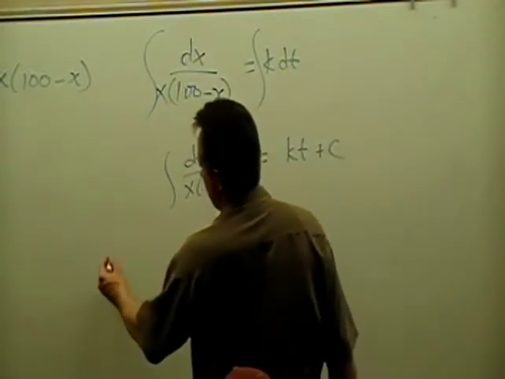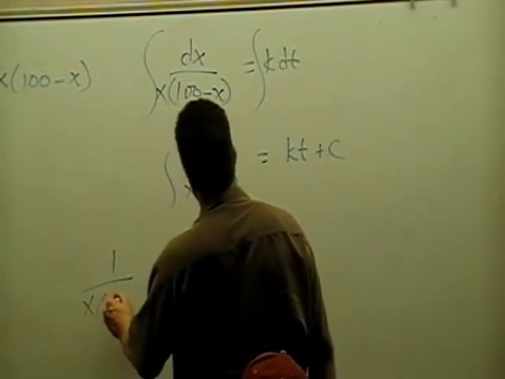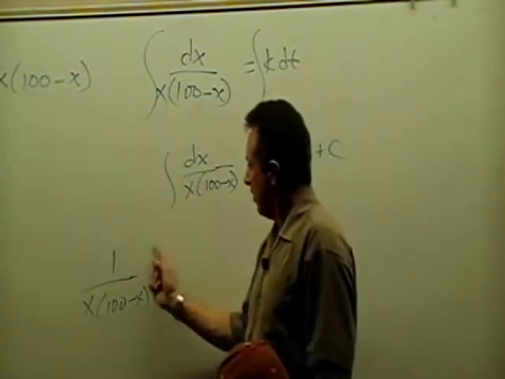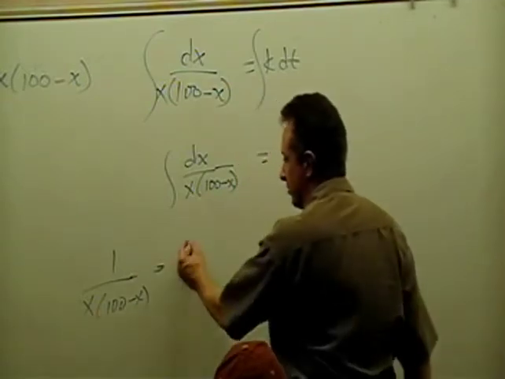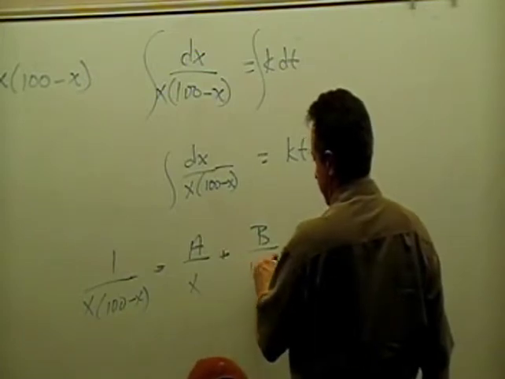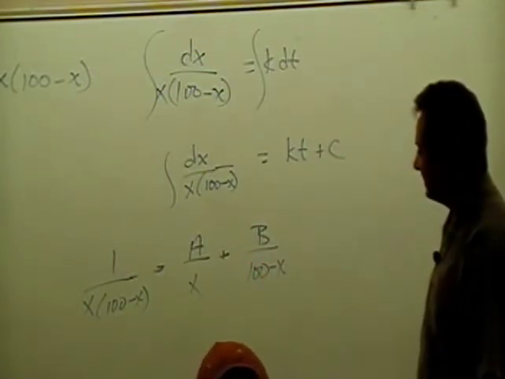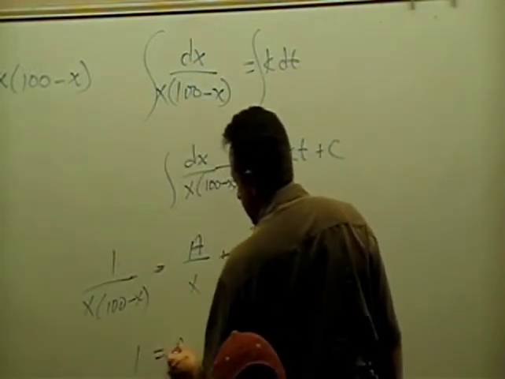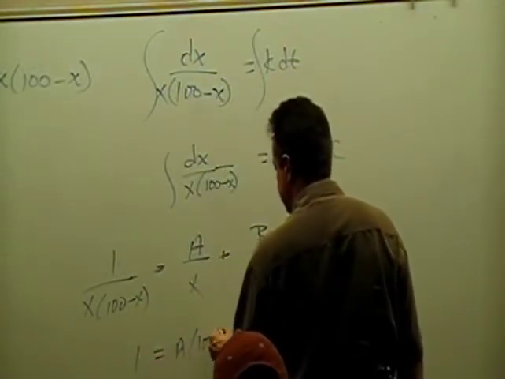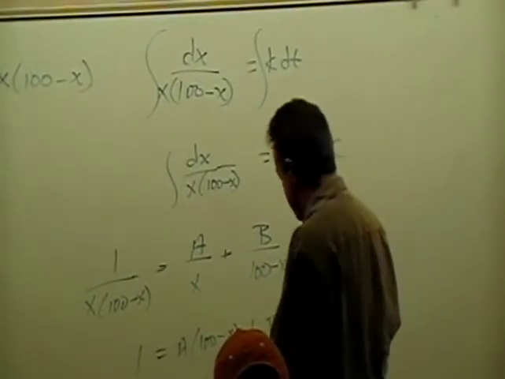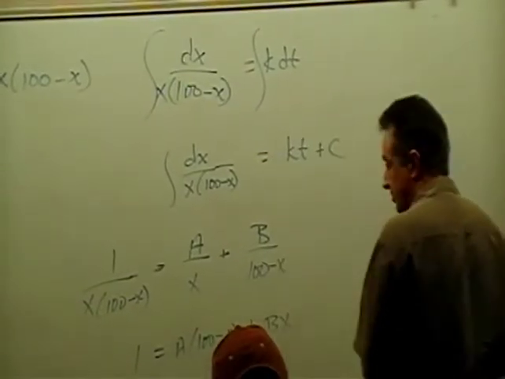All right, let's do the partial fraction decomposition for the folks that can use this. You take this fraction, 1 over x times (100 minus x), and we'll break it up into our two partial fractions. And I need to find the constants A and B. Multiply through by the denominator, and you get 1 equals A times (100 minus x) plus B times x. And now I have to find A and B. I'm going to do it by judicious guessing.